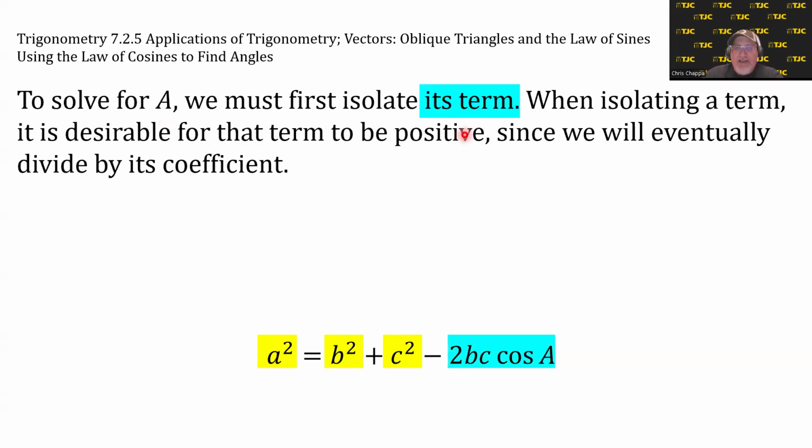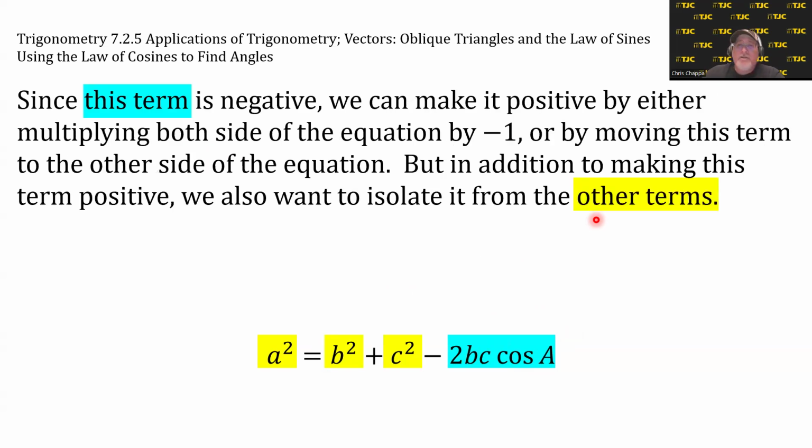Now to solve for angle A, we must first isolate its term, the term highlighted in blue, the 2bc cosine angle A. When isolating a term, it is desirable for that term to be positive since we will eventually divide by its coefficient. It's just cleaner to divide by a positive than a negative when you have the option. Since this term in blue is negative, we can make it positive by either multiplying both sides of the equation by -1, which would change everybody's signs, or by moving this term to the other side of the equation, which is equivalent to adding the blue term to both sides.